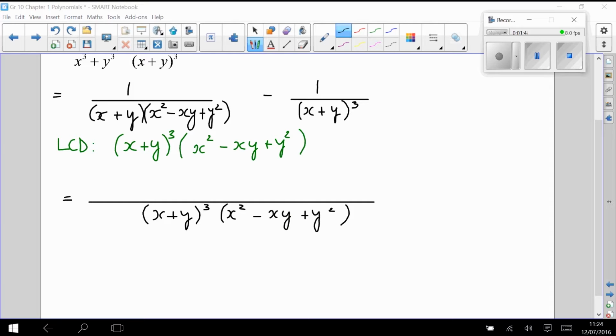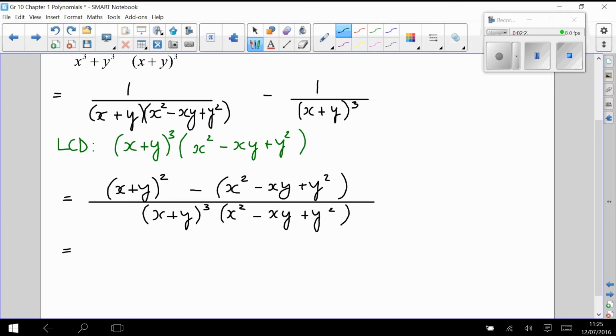My first term only had 1 x plus y factor, and so the old numerator, which is 1, has to be multiplied by x plus y squared. It had the 3-term bracket factor, so I do not need that as an additional factor with my old numerator. Going on to my second term, it had the x plus y factor cubed, but it did not have the x squared minus xy plus y squared factor, and so that must be multiplied by its old numerator.